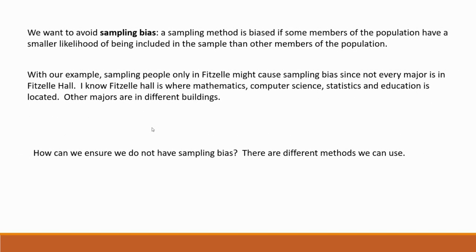Not every student has a class in Fitzell Hall. Certain students do, for instance, if they're math majors or computer science majors, because that's where those majors are located. What about the other buildings where the other majors are located? Like art classes, for instance, or, I don't know, music classes. I don't think those are in Fitzell, as far as I know. So basically, what I'm saying here is you have to be careful to avoid sampling bias.